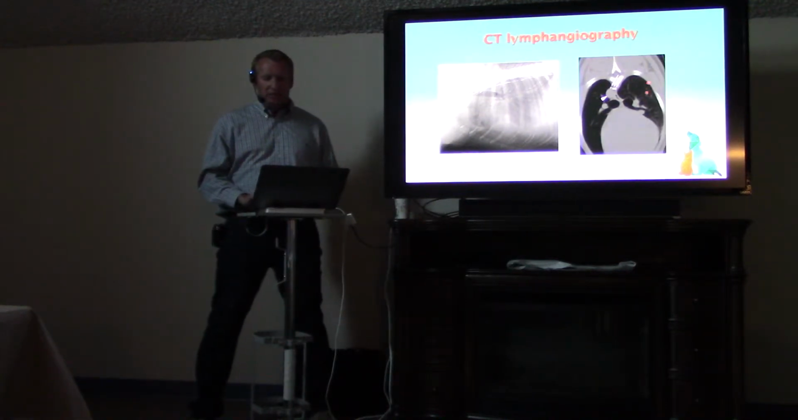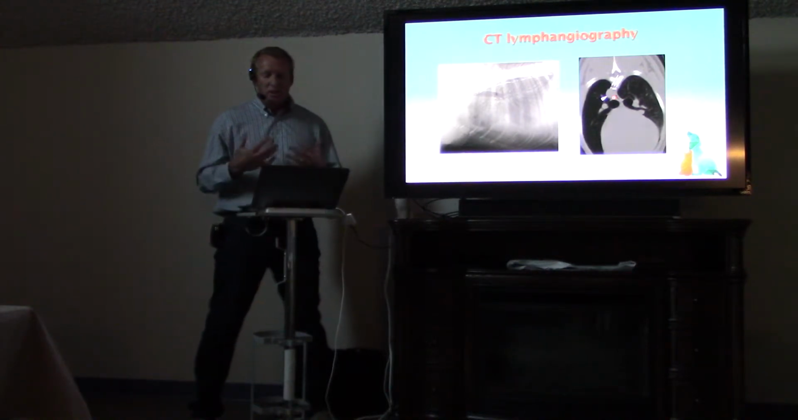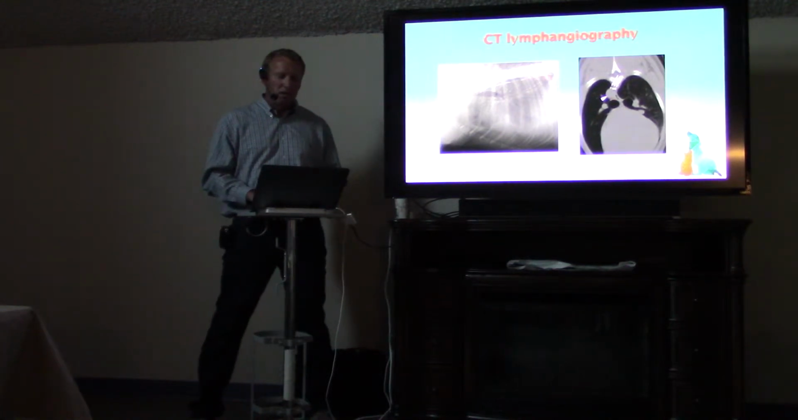This is an example of a CT lymphangiogram, and we can see 3 separate lymphatic ducts here, or thoracic ducts, right on top of that aorta. And so we get much better detail on a CT scan as opposed to a radiograph.